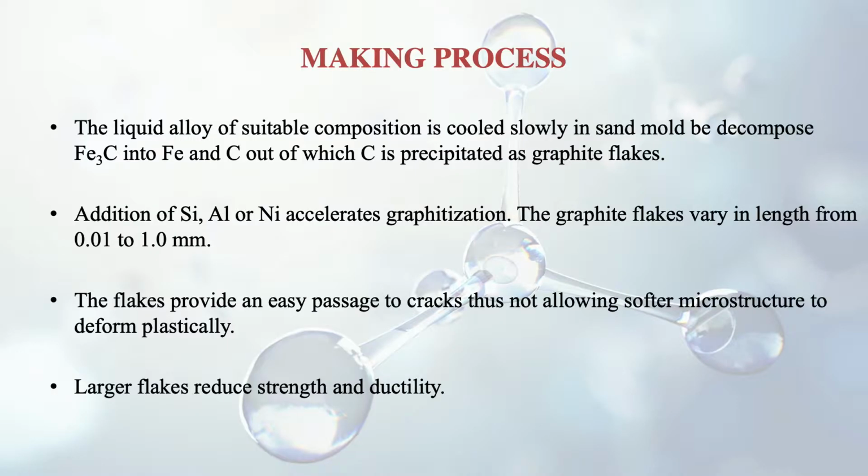So if we need to deform this grey cast iron plastically, then it becomes difficult if these graphite flakes are present, because they do not allow such a process to happen. So certain processes will be hindered then. Larger flakes reduce strength and ductility also. So these flakes are not good as such, because they are not allowing plasticity, and they are not allowing good strength and ductility as well.